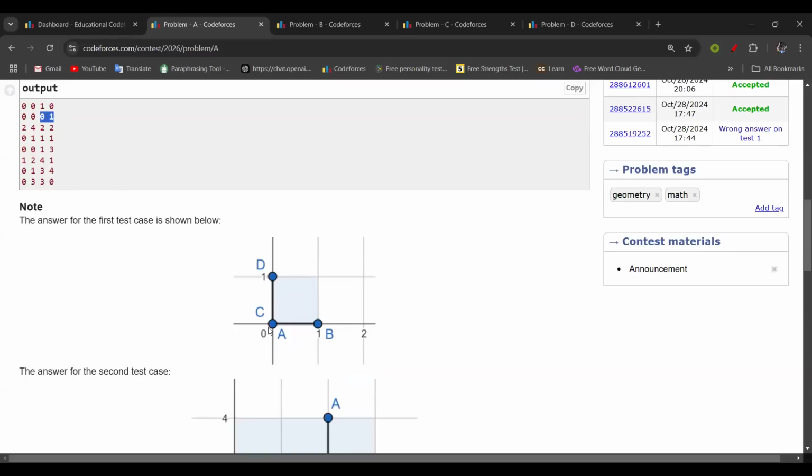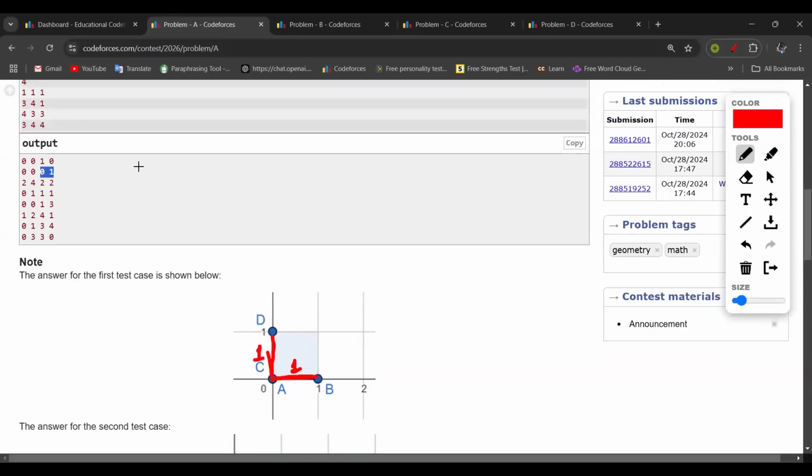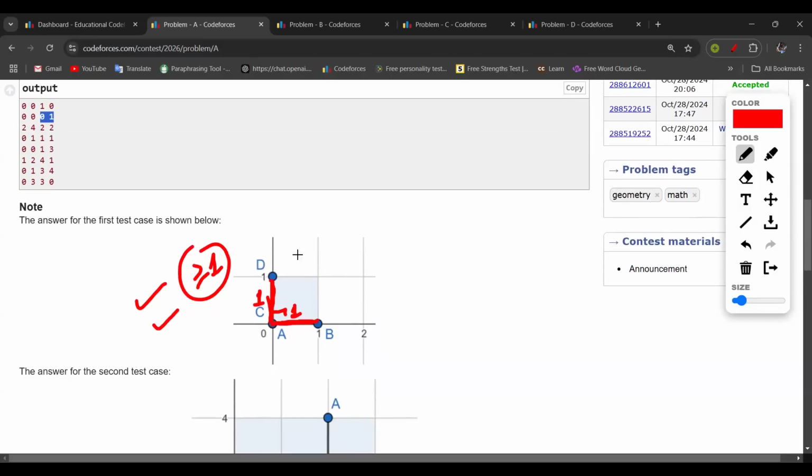You can see in this case, we had AB as one line segment and CD as another line segment. Their lengths are 1 and 1, and k was given as 1, so the length is greater than or equal to 1. That is okay. And both these line segments are perpendicular to each other, so that is also okay. This is a valid answer for us for the first test case.